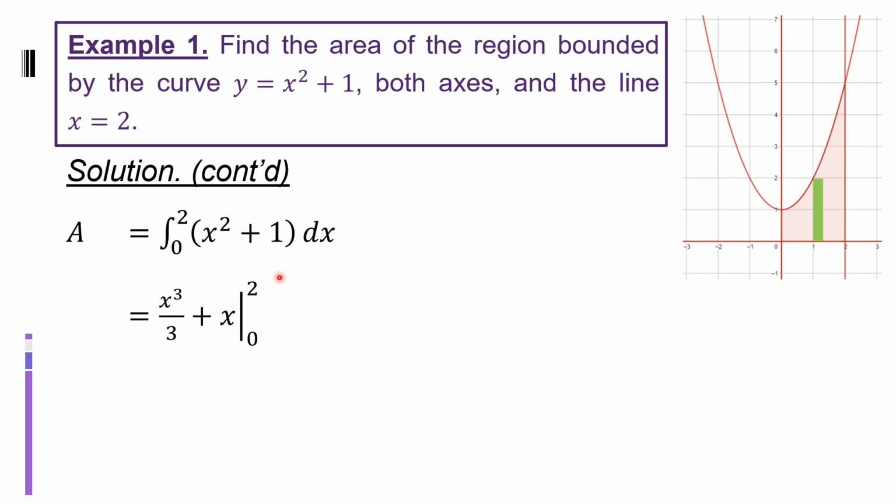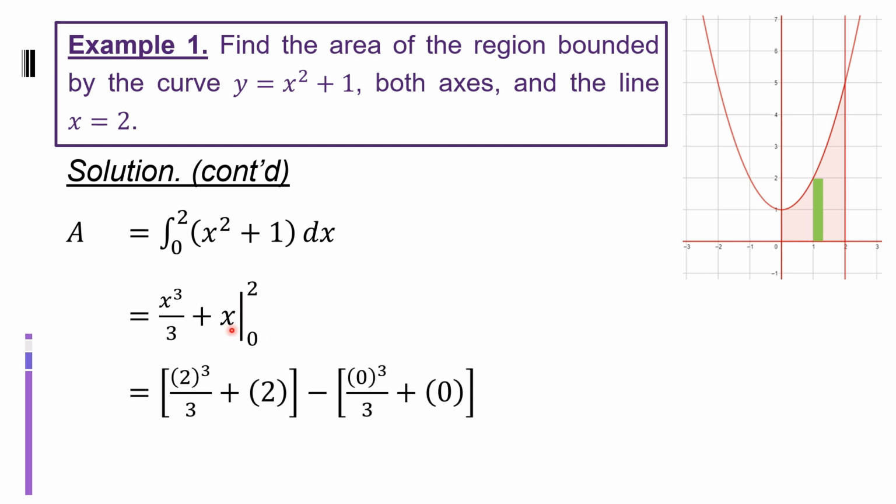Then, by FTC2, we now have 2 cubed over 3 plus 2. So, nilagay lang natin yung 2 dito sa mga x. Minus, evaluate natin sa 0, we have 0 cubed over 3 plus 0. Or that is now equal to 8 over 3 plus 2. Siyempre ito, 0 na lang yan. Or that is 14 over 3, or approximately equal to 4.67 square units.